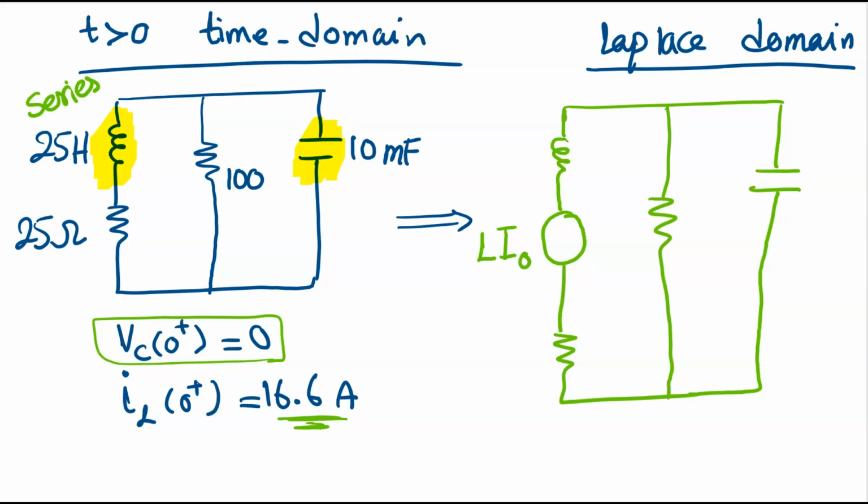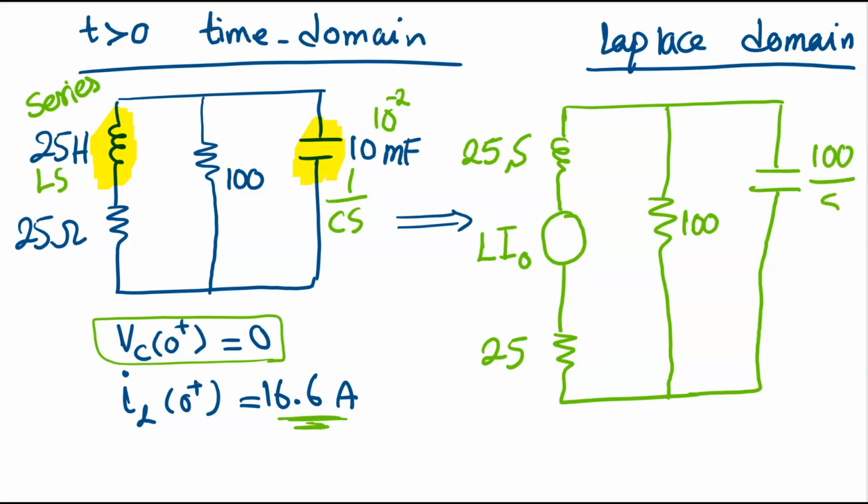Now, what are the values? The resistors are going to be the same, so 100 here and 25 here. For the inductor, I have to go with LS, so it's going to be 25S. And for the capacitor, I have to go with 1 over CS, so the impedance is going to be 1 over CS. Now, C is equal to 10 to the minus 2, so 1 over 10 to the minus 2 multiplied by S is going to be 100 over S.